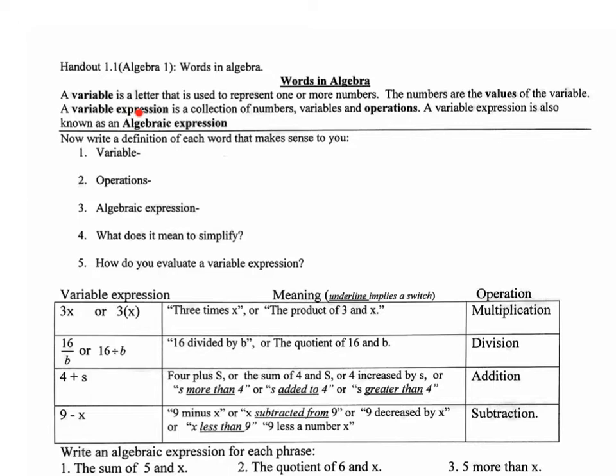A variable expression, an expression is a collection of numbers, variables, and math operations. A variable expression is also known as an algebraic expression. So before we even move on, let's just talk. When you express yourself, what does that mean? If you're expressing yourself to somebody else, you share your feelings. You're stating something, you're saying something, right?